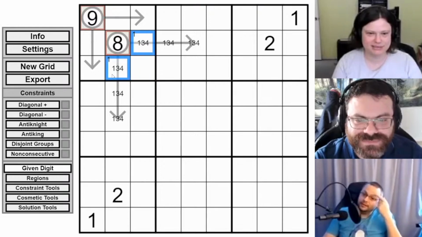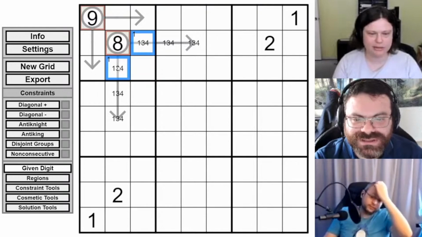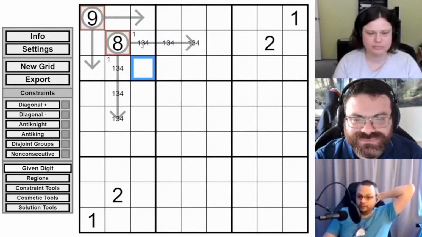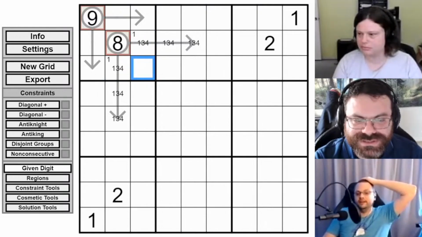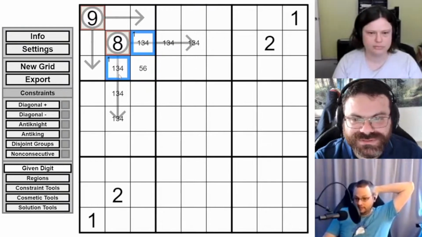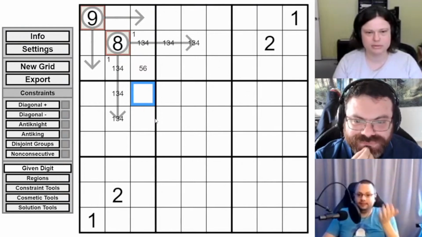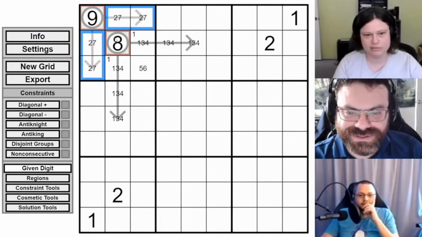So 3, 4 is not possible because we need another 3. So one of those is a 1, and the minimum those two sum to is 4. So this cell is at most a 6. It's either 5 or 6, because it's either 1, 3 or 1, 4. There are only 2 options. Okay, beautiful. So one of these directions is 2, 7, and the other direction is 4, 5, or 3, 6. We don't know which.